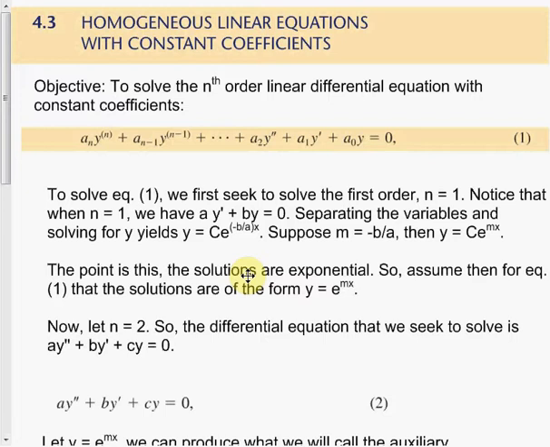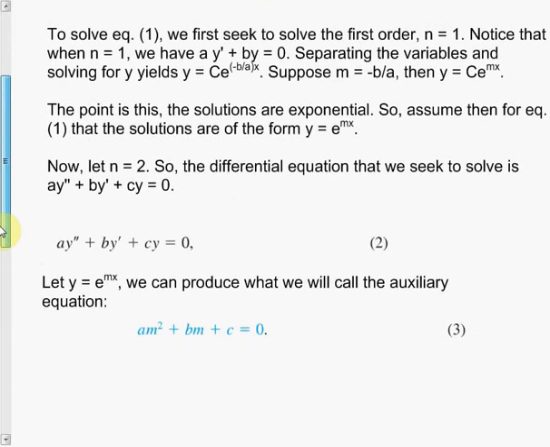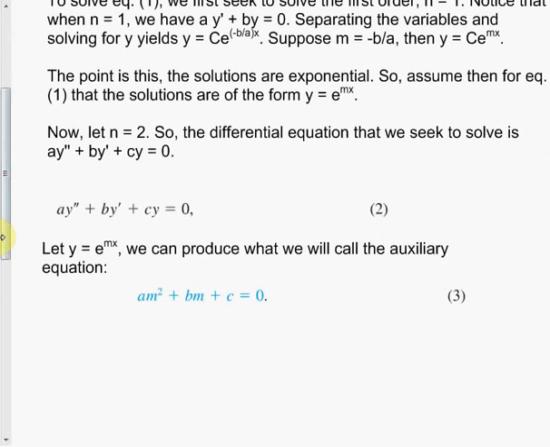Here's how we solve it. We solve it by assuming that the solution looks like e to the mx. So let y equal e to the mx, and we can produce what we will call hereafter an auxiliary equation, equation number 3. Let me show you.